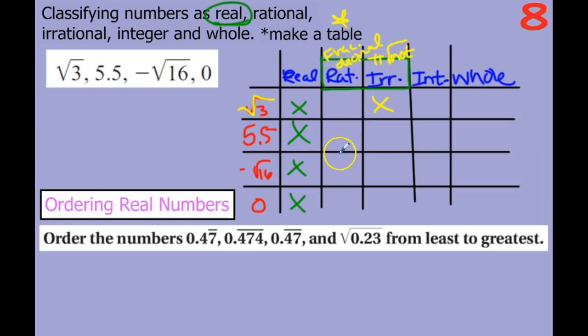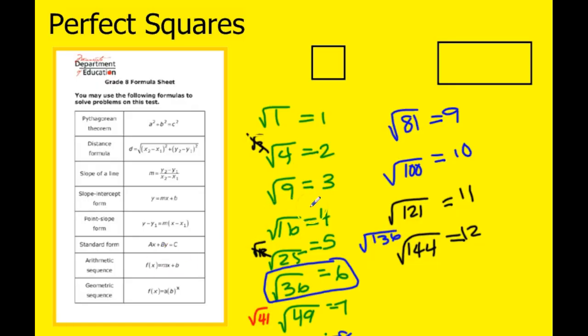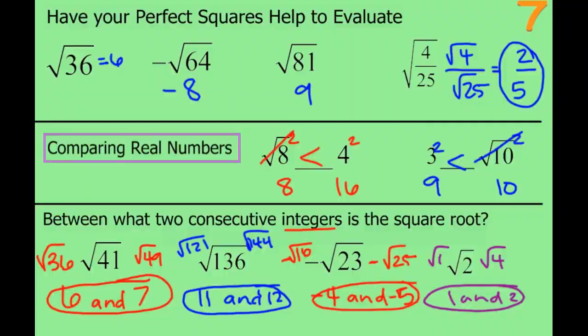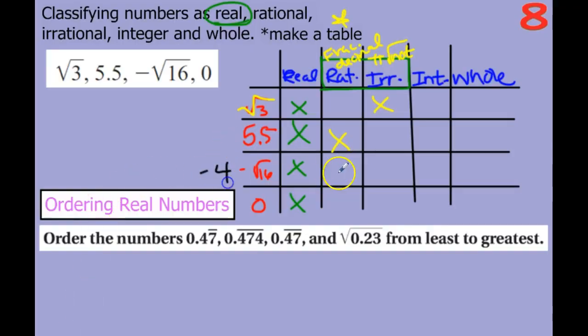5.5, that's okay. It's a decimal. It ends. It's a normal number. Negative square root of 16. Well, square root of 16 is really just 4. So this is really just negative 4, which is rational. It's a counting number. 0 is also a nice counting number. Could be the fraction if you wanted to.